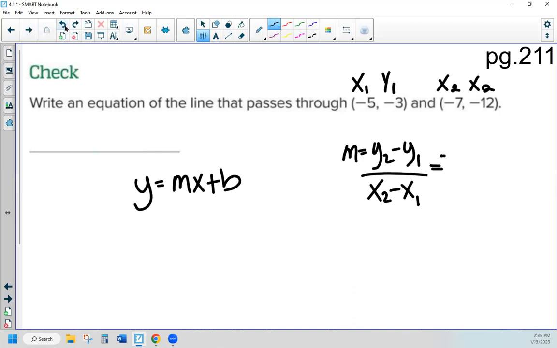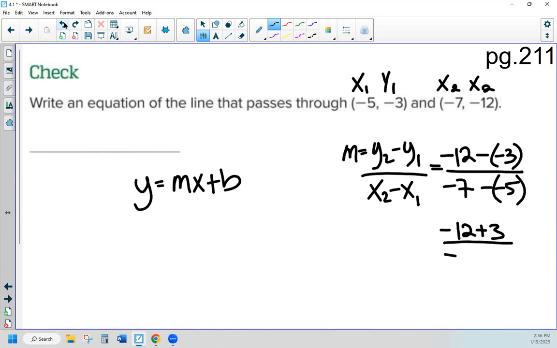So my y2 is negative 12 minus my y1, which is negative 3. So I have to put minus negative 3 because this subtraction is already there. Continuing, divided by my x2, which is negative 7, minus a negative 5. Something that we need to talk about every single time is that a minus negative is actually the same thing as adding. Once again, a minus negative is the same thing as adding. So see it that way, and it's going to be a lot easier.